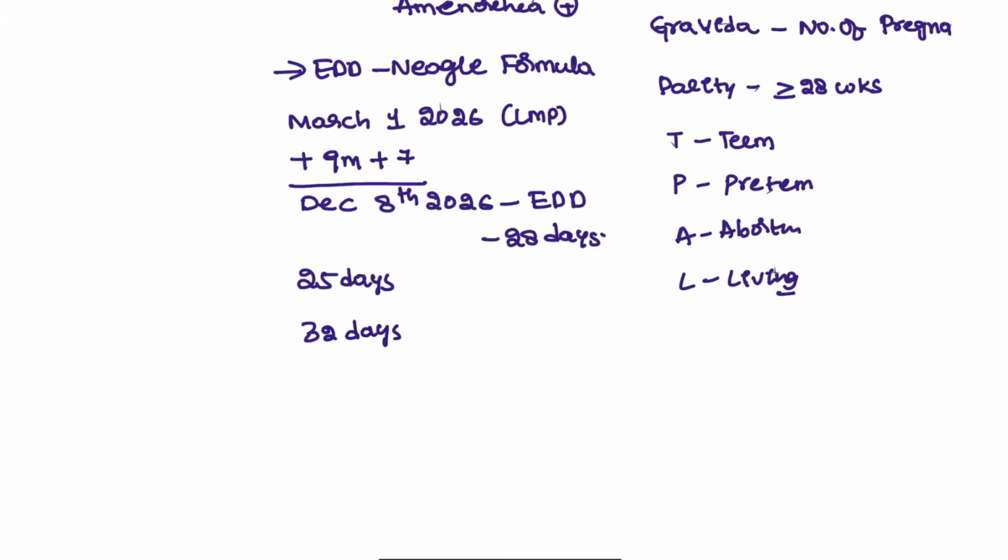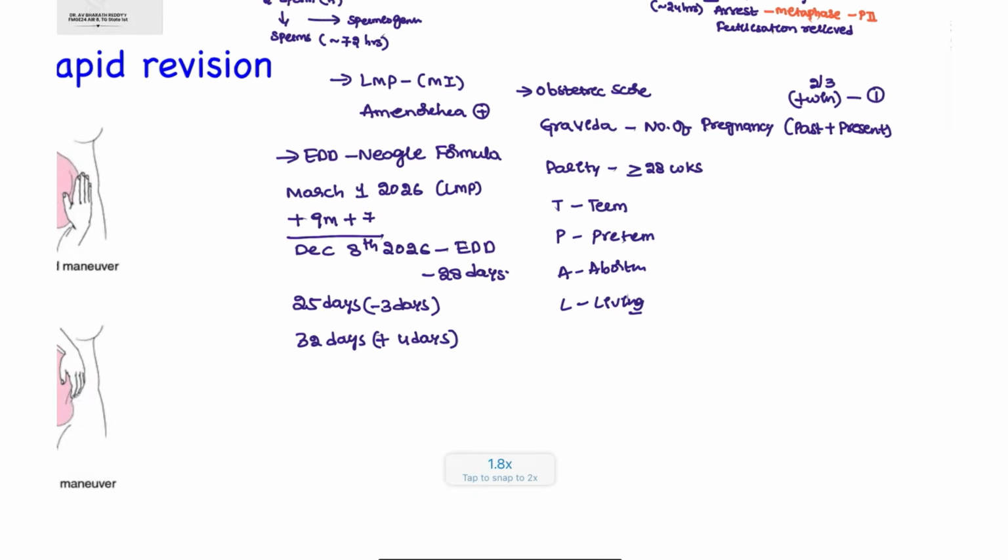So please avoid that mistake, guys, because this can be asked as a simple question and we should not be making that mistake. Whenever the patient has a 25 days cycle, you have to minus 3 days. And if you see a 32 days cycle, you have to add 4 days. So that is how we are going to calculate. 25 days minus 3 days, 32 days add 4 days. Right? So this is how we calculate with Naegele's formula.